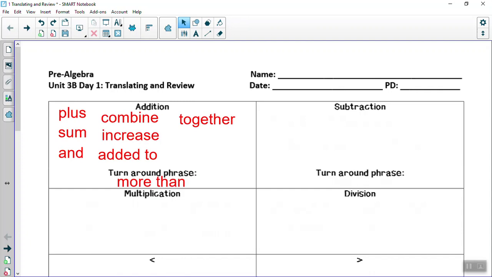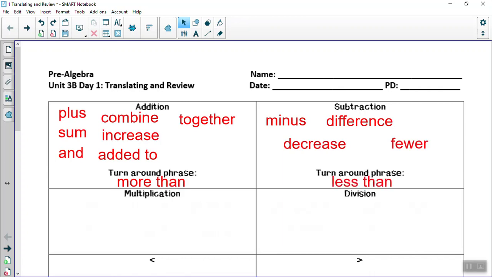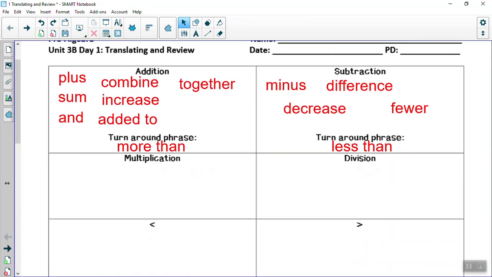Alright, let's take a look at some subtraction words. We have minus, difference, decrease, fewer, and then a turnaround phrase is less than. Alright, let's look at multiplication words. We have per, times, product, of, each, and twice.